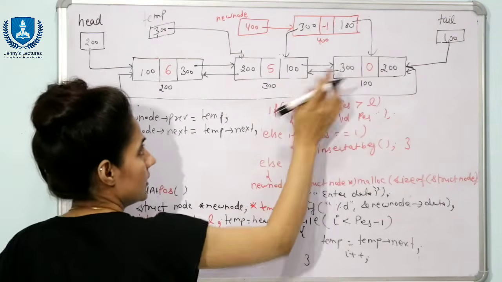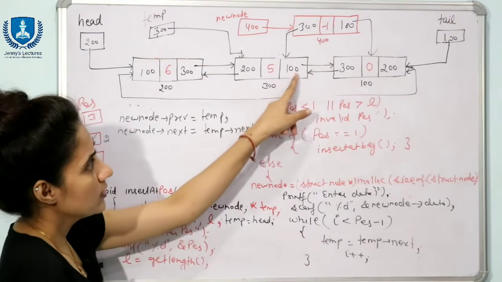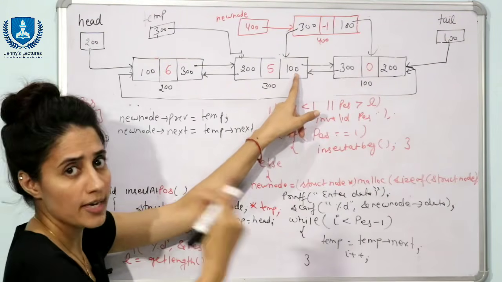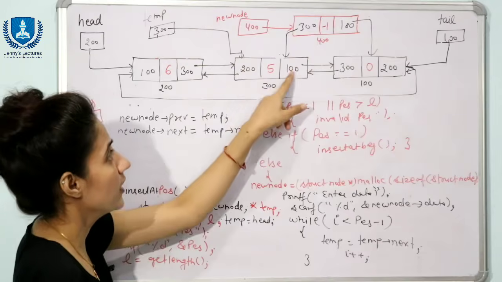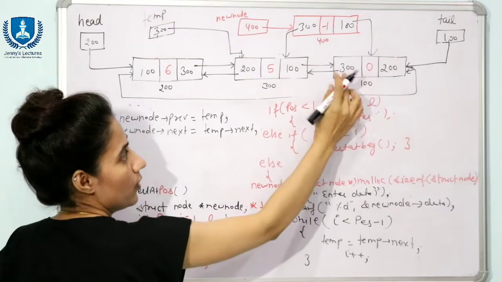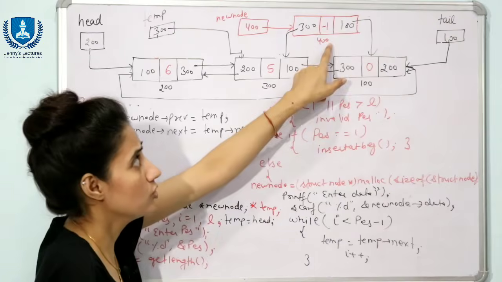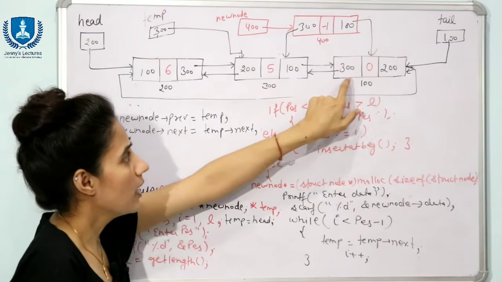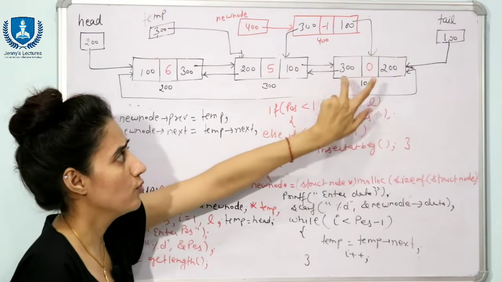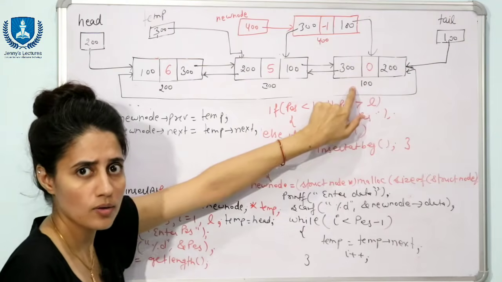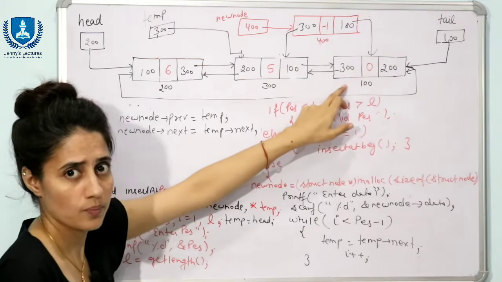Now update these links. See how you will access this thing. Here I will store the address of the next node, that is 400. So temp of next is equal to new node, fine. Now here the previous pointer of this node would contain the address of the previous node, that is this node, that is 400. But how will you access this part of this node? Is there any pointer to this node? We don't have any pointer to this node, right?